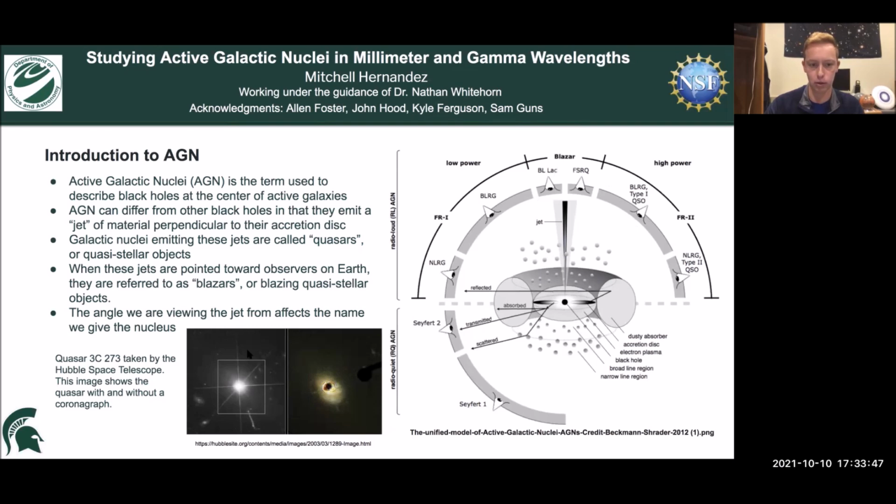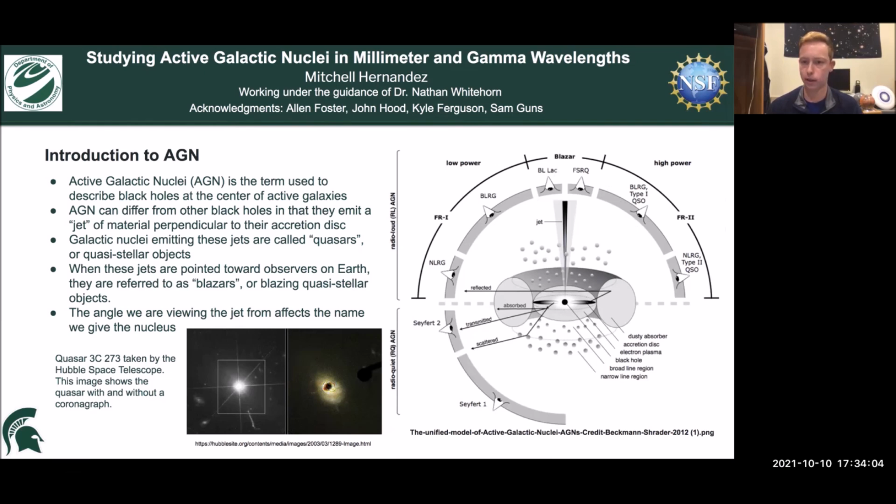So in this image down here, you can see a jet which is pointed towards Earth. And then when you use a coronagraph to filter out that light, you can see the galaxy in the background. And then somewhere in here would be the black hole. So when these jets are pointed directly towards Earth, they're called blazars or blazing quasi-stellar objects.